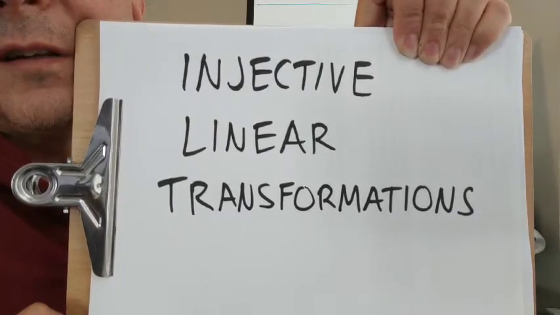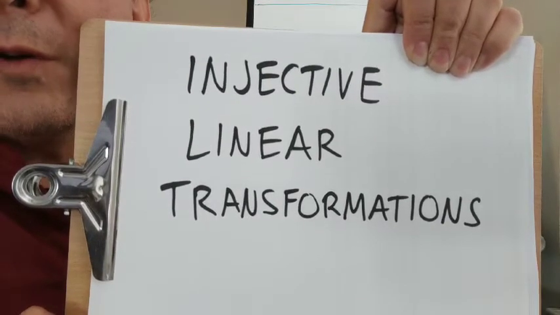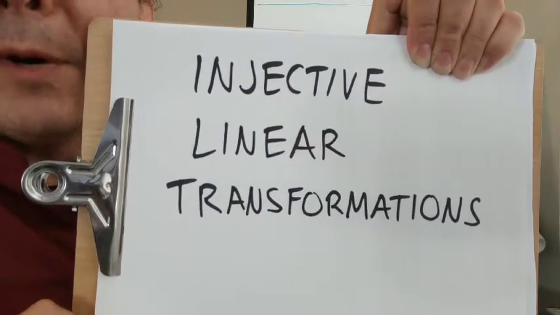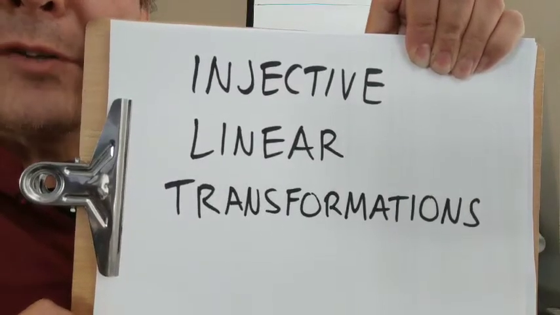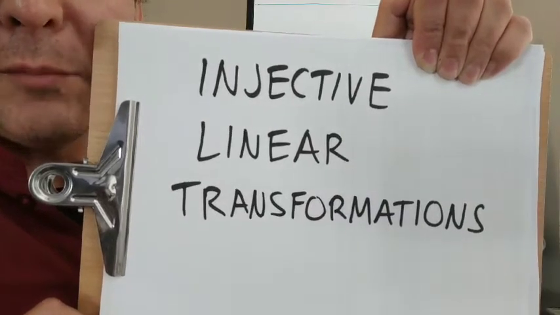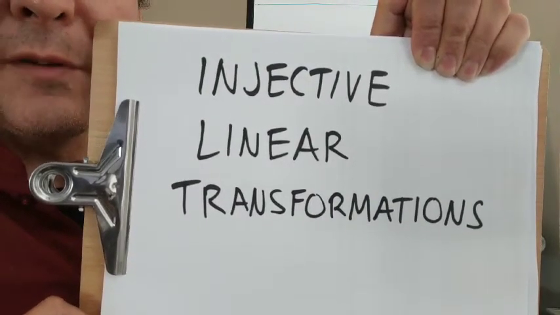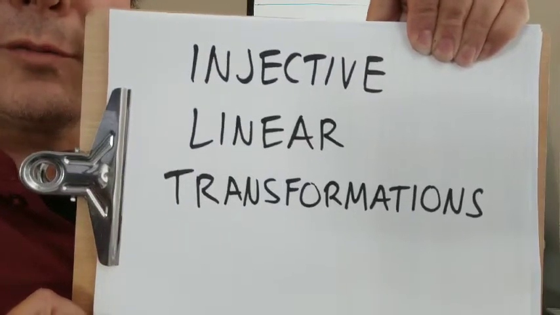If T is a linear transformation from a vector space V to a vector space W, it might happen that two different elements of V get mapped to the same element of W. Or it might be the case that that never happens. If it never happens, the linear transformation is called injective. Let's look at this property a little bit.